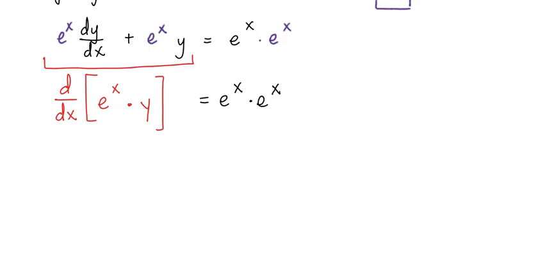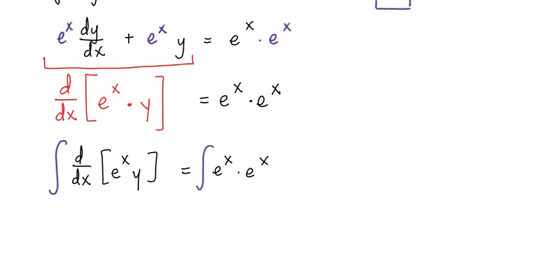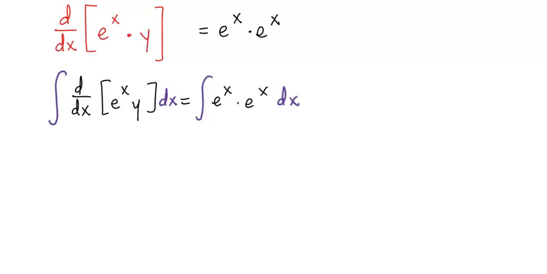Now that is helpful for us because remember our goal is to solve for y. At this point y is on the inside of this derivative operator, and so to get rid of the derivative operator we're going to take both sides of this equation and integrate both sides with respect to x. On the left side, the integral and the derivative operator cancel each other out, and we're simply left with e to the x multiplied by y.